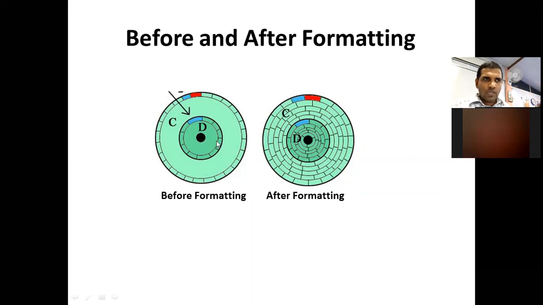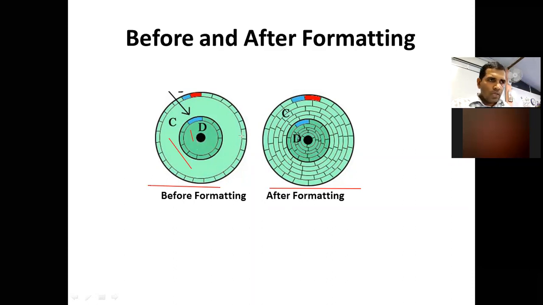Once it is partitioned, your hard disk becomes different. Look at the second diagram. This is after formatting. So before formatting, these are plain areas. In a plain area, you cannot keep the data, because data must be kept in small areas, small regions, which can be called cells.